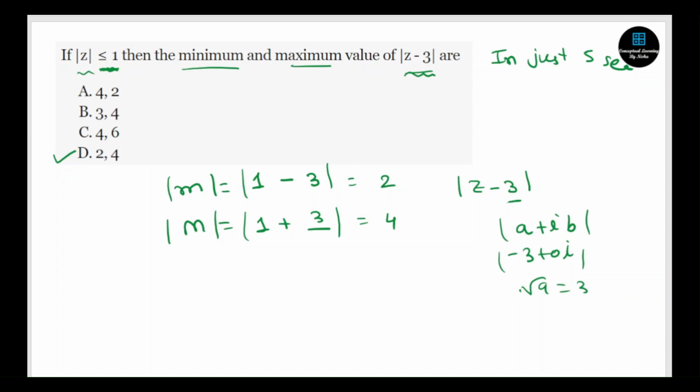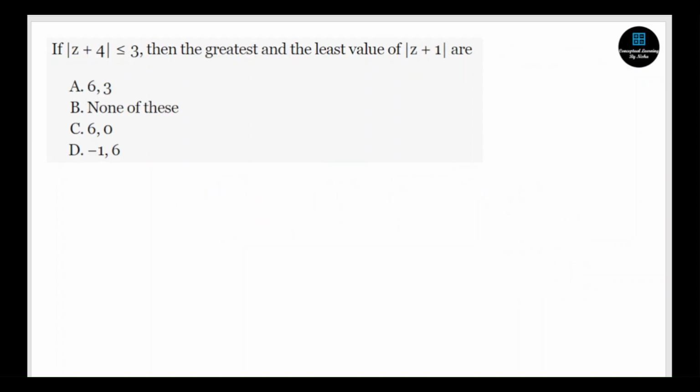So see, once you get the practice, you can solve this in just 5 seconds. Less than that in fact. So let's solve one more question. Here this value is given. We have to find the greatest and least value of this mod. So first of all, we'll write the mod which we are given, and what we want to find. So plus 1 we want. So I have to subtract 3 again from this.